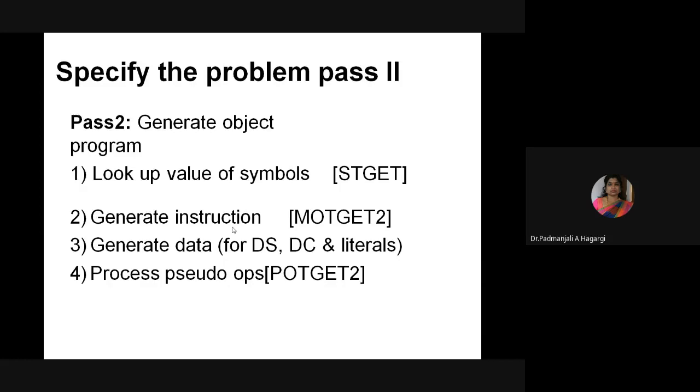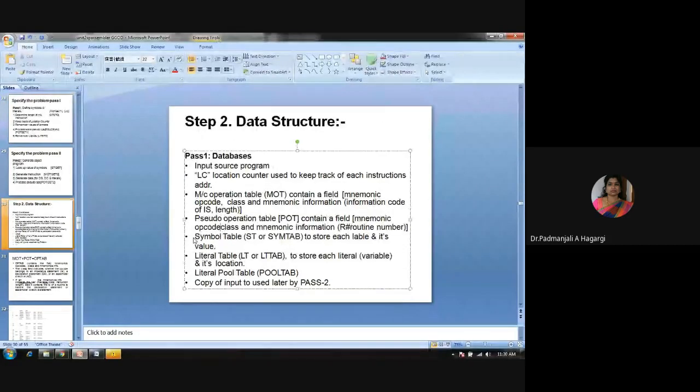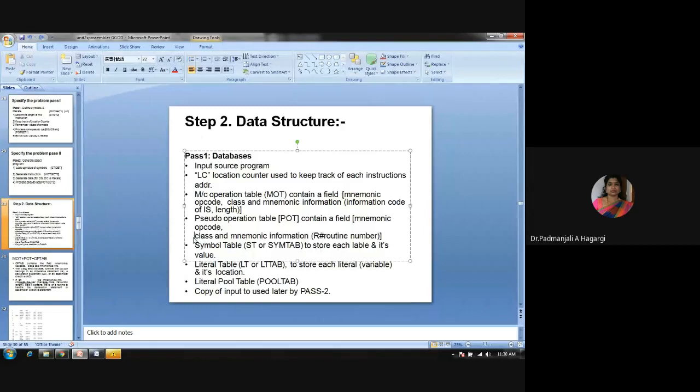up to the intermediate code. So it contains the field of mnemonic code, only the code of the mnemonic, not the name of the mnemonic, only the code of the mnemonic, and also the class and mnemonic information, for example, immediate routine number.